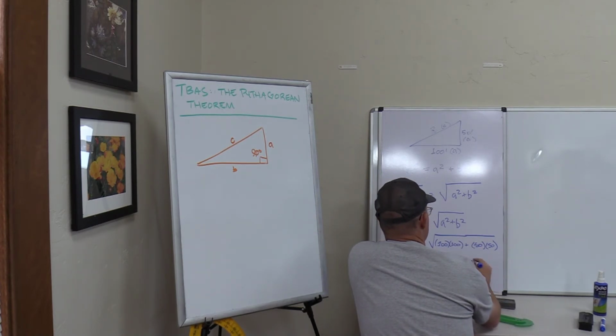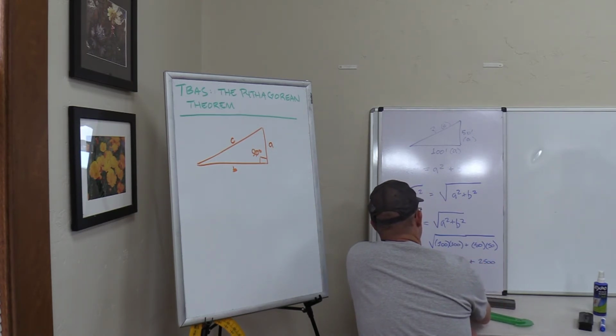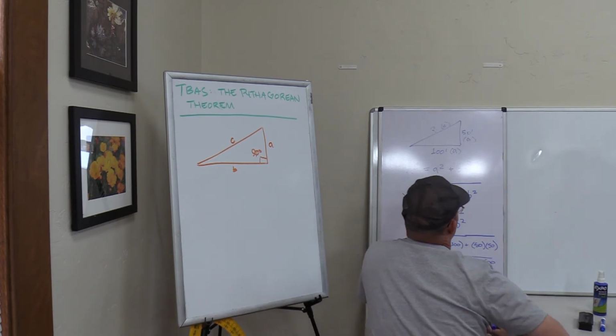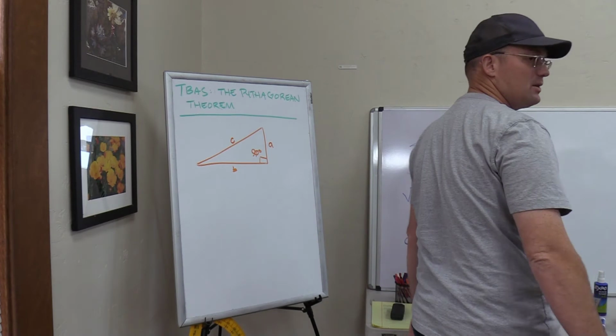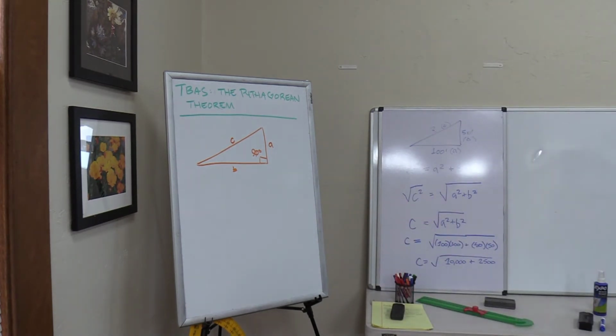Right, and that is 2,500, I believe. Okay, so c is equal to the square root of 10,000 plus 2,500. Okay, so if we do that math, let me do this math on my calculator real quick. Okay, so we get the answer is 111.80.